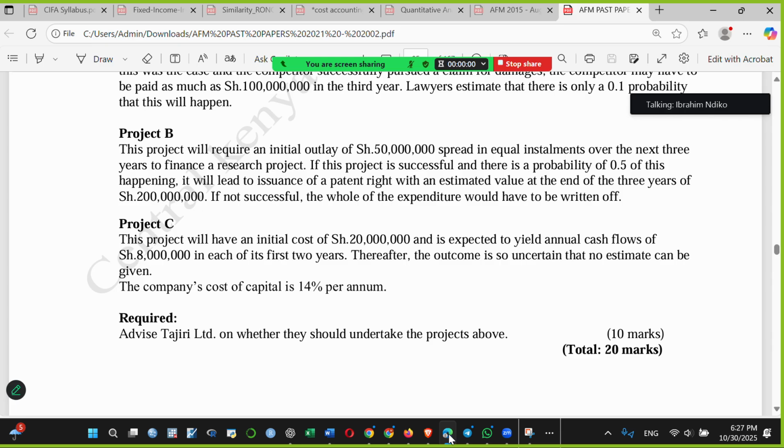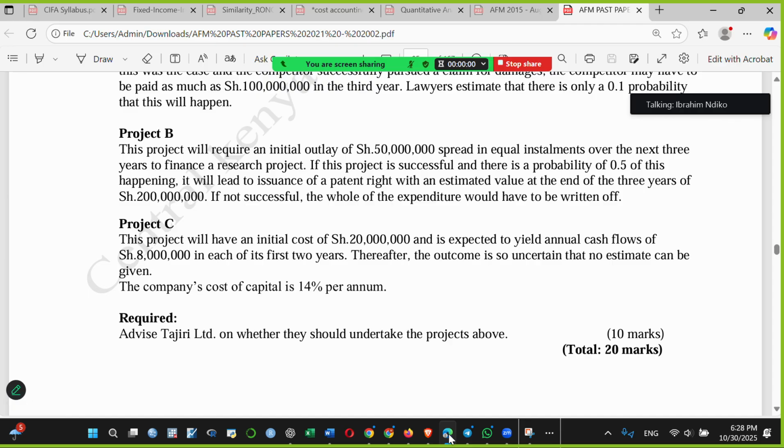Let's see project B. This project will require an initial outlay of 50 million spread in equal installment over the next 3 years to finance the project. If the project is successful and there is a probability of 0.5 of this project happening, it will lead to an issue of patent with an estimated value of 3 years, 200,000. If not successful, the whole expenditure will have to be written off.